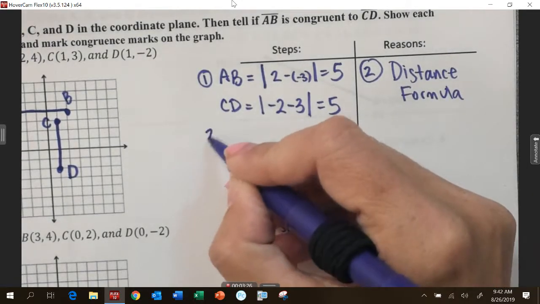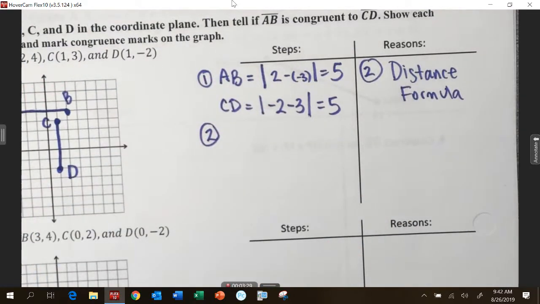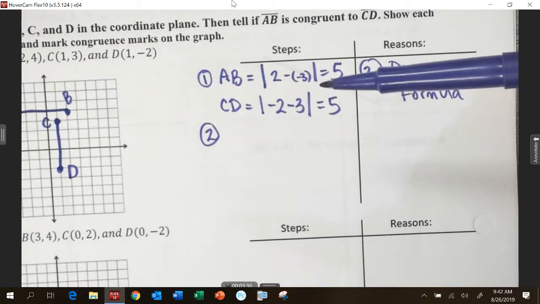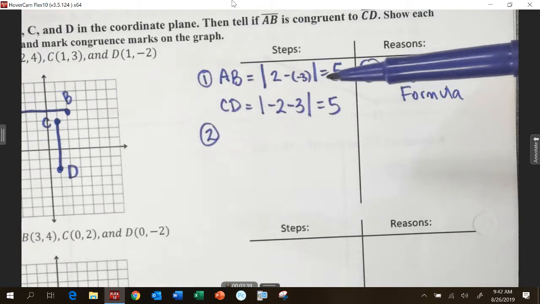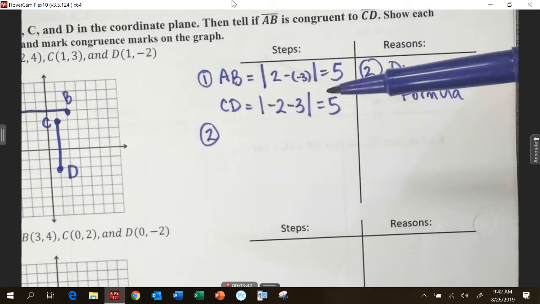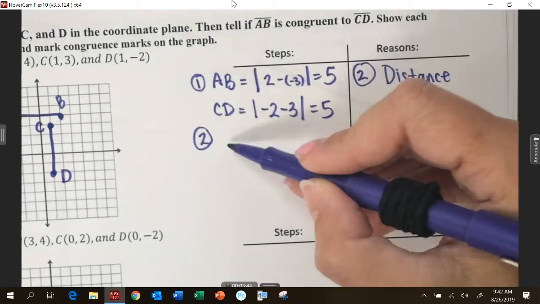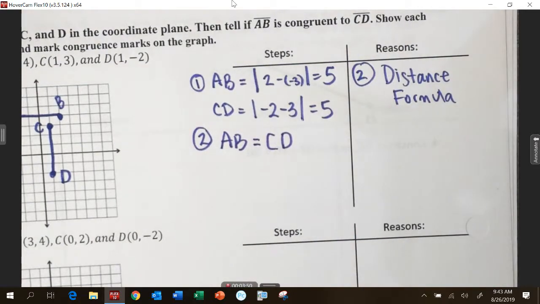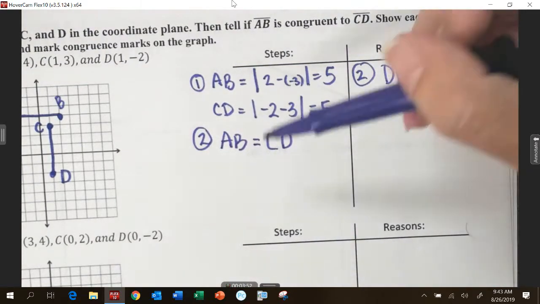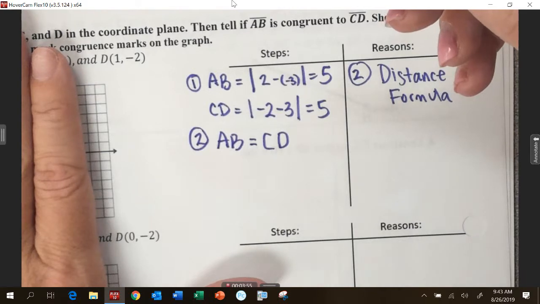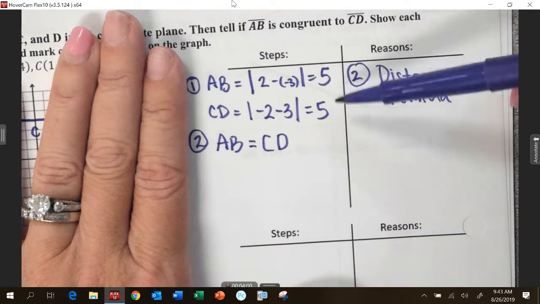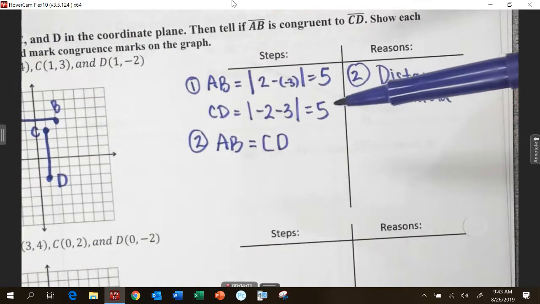Okay. Step 2. So we knew each of these is 5. Would you all agree with me that 5 equals 5? Okay, we're good. Would you agree with me that AB equals CD? Not looking at the picture and counting the blocks, according to what I just wrote down, why does AB equal CD? Because they both equal 5.